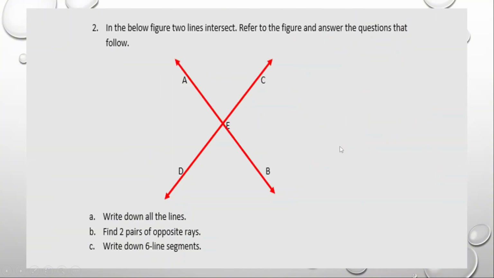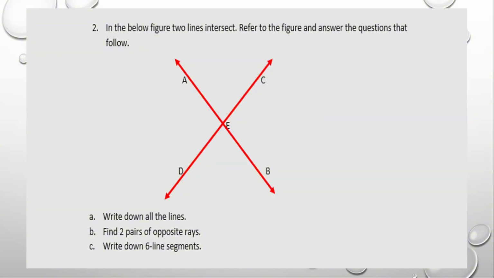Okay. This one is more complicated. So in the following figure, 2 lines intersect. Let me show you. The lines are named AB and CD. They intersect, or they cross. Right. So write down all the lines for me. Okay. Write down all the lines.